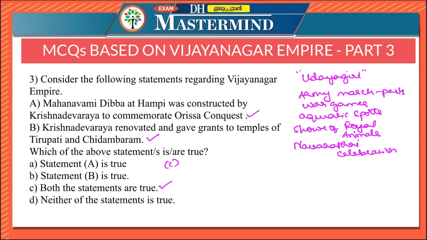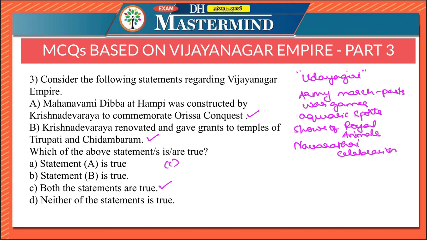This was an annual occasion for the governors of various provinces under the king, who visited the capital to pledge their loyalty to the king's dominion. Most importantly, the Navaratri celebrations were also watched by the king seated on this Mahanavami Dibba. So, Mahanavami Dibba is very important. Please remember these points. Statement B says Krishnadevaraya renovated and gave grants to temples of Tirupati and Chidambaram.